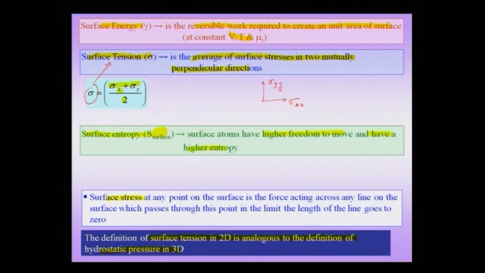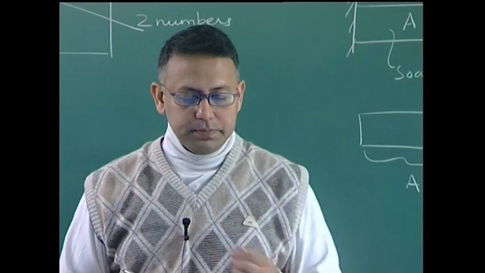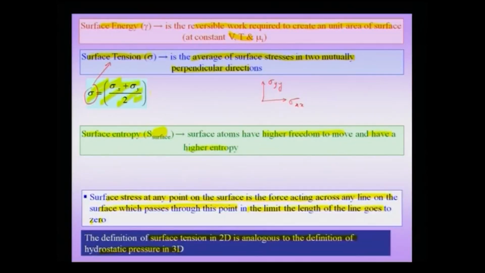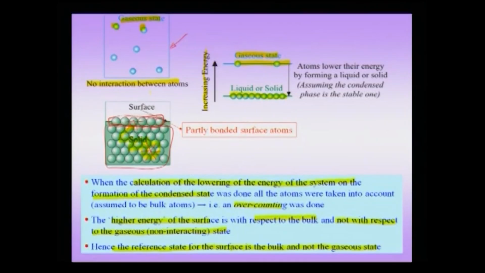Surface stress at any point on the surface is the force acting across any line on the surface which passes through this point, in the limit that the length of the line goes to 0. So, this is a way of determining surface stresses, but as we have seen, surface stress can be thought of as the 2-dimensional analog of the hydrostatic pressure, which is a term used in 3 dimensions.